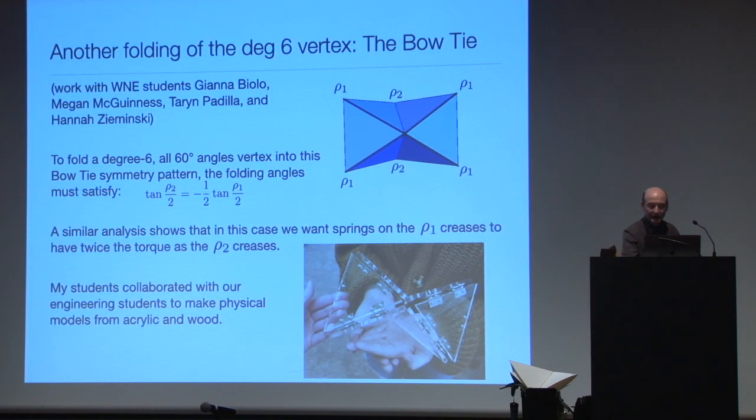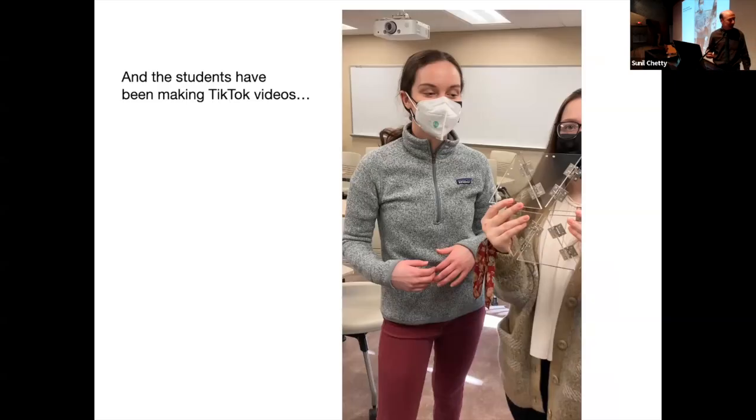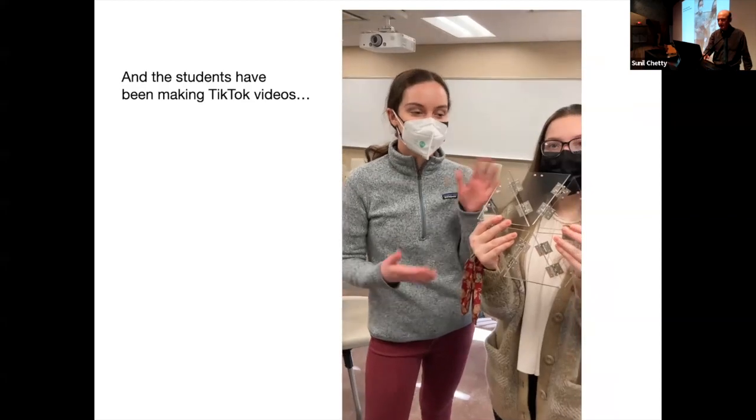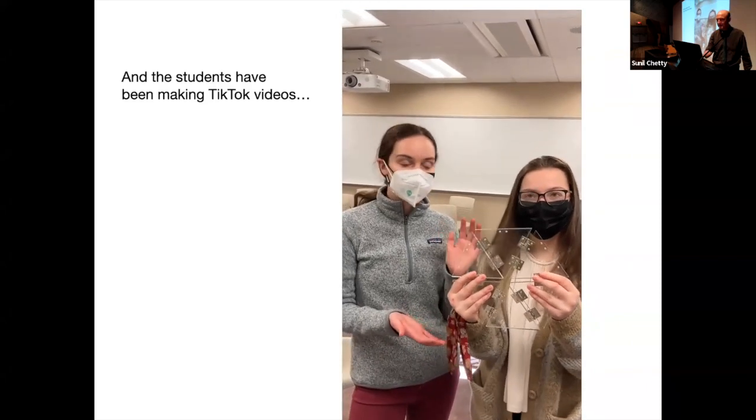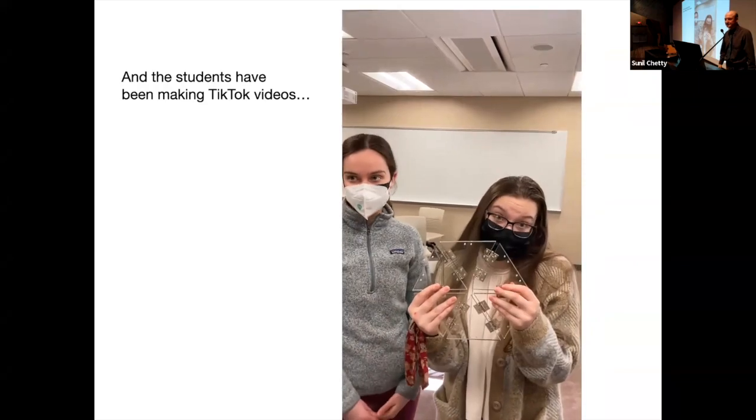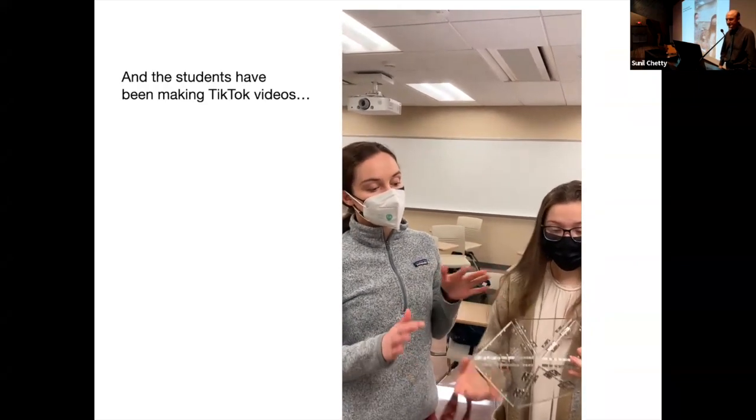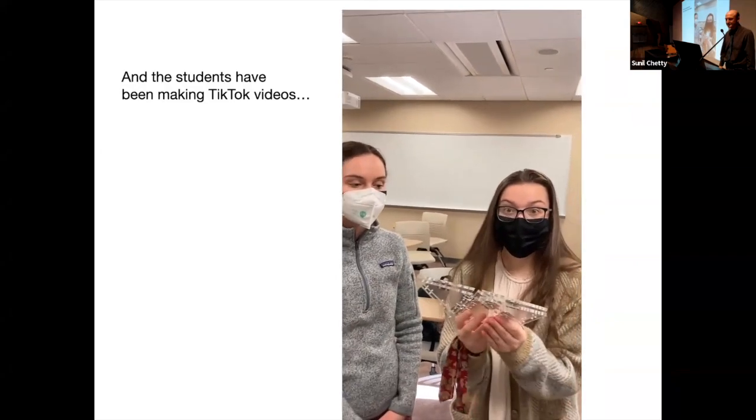And in fact, I think I have a video of Megan and Hannah illustrating this, so you should be able to hear this. Let's see how well this works. So this is a rigid origami, degree 6 vertex with spring hinges that make a driving force, which is a vector field on the configuration space of the rigid folding, to self-fold this into a bow tie shape. Like this.